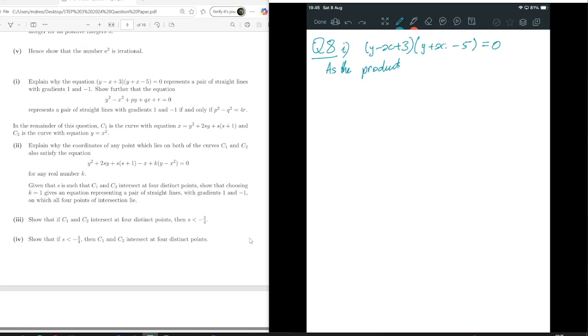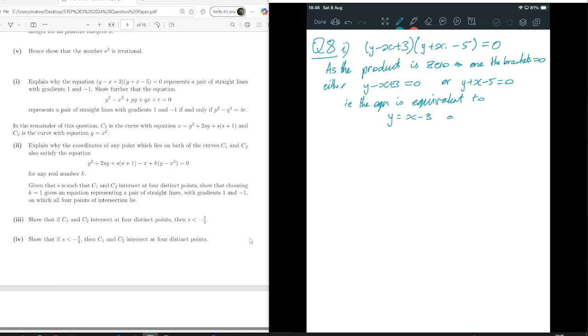As the product is 0, that means one of the brackets equals 0, so either y minus x plus 3 equals 0 or y plus x minus 5 equals 0, i.e. the equation is equivalent to y equals x minus 3 or y equals negative x plus 5, two straight lines.